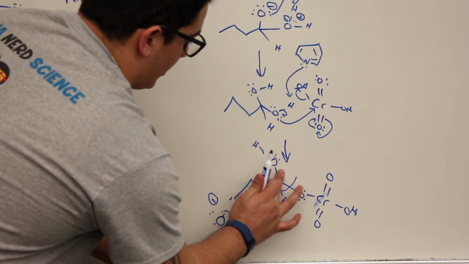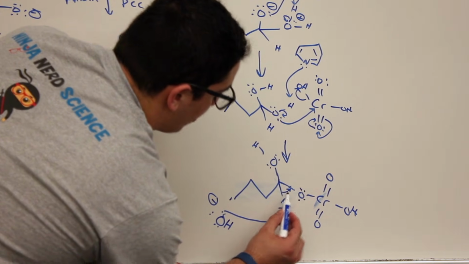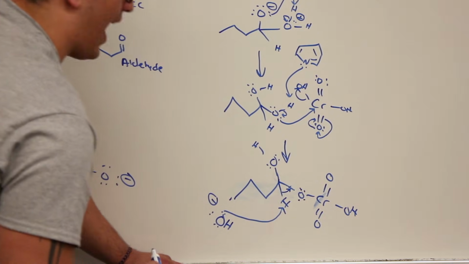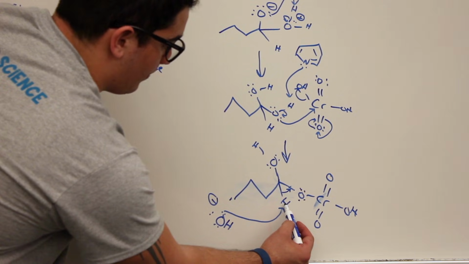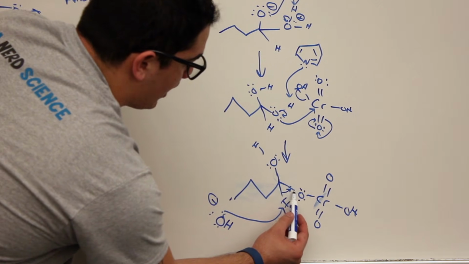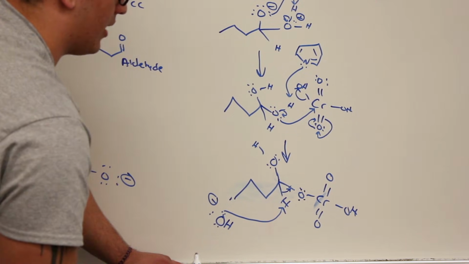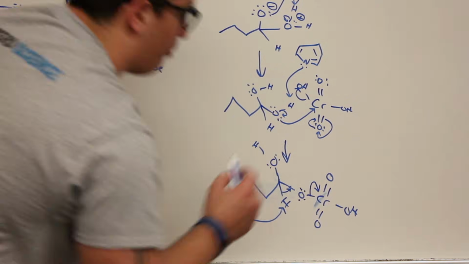Actually, I'm sorry, these arrows shouldn't go there. The arrow should actually go right there between the carbon and the oxygen with the chromic acid. So again, I'm sorry about that. The hydroxide should come in and attack that hydrogen. And when it attacks that hydrogen, the bond should actually go on to the oxygen that's bound to the chromic acid. And then when that happens, this bond between the oxygen and the chromium breaks off.